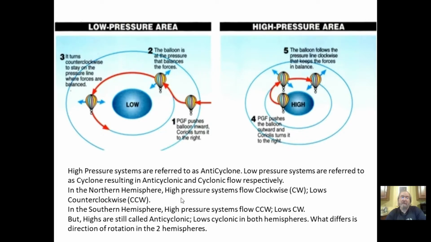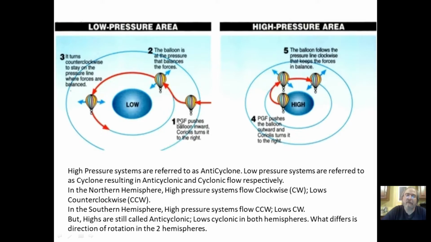So now throwing in the Coriolis. Okay, let's start here. A high pressure system is referred to as an anticyclone. A low pressure system is referred to as a cyclone, resulting in anticyclonic and cyclonic flow, respectively. Northern hemisphere, high pressure systems flow clockwise, CW. Lows counterclockwise, CCW. Southern hemisphere, high pressure systems flow counterclockwise, lows clockwise. But highs are still called anticyclonic, lows cyclonic in both hemispheres. What differs is the direction of rotation of the two hemispheres.